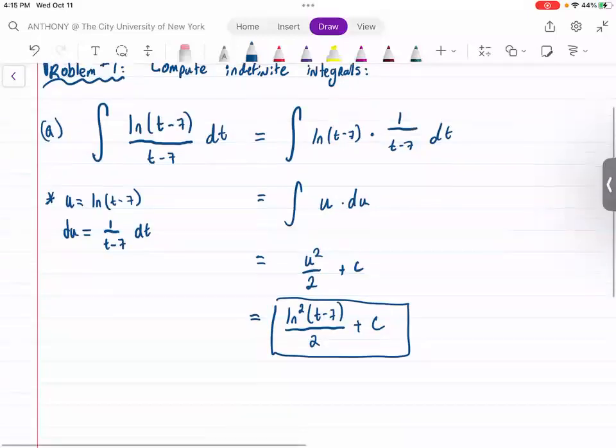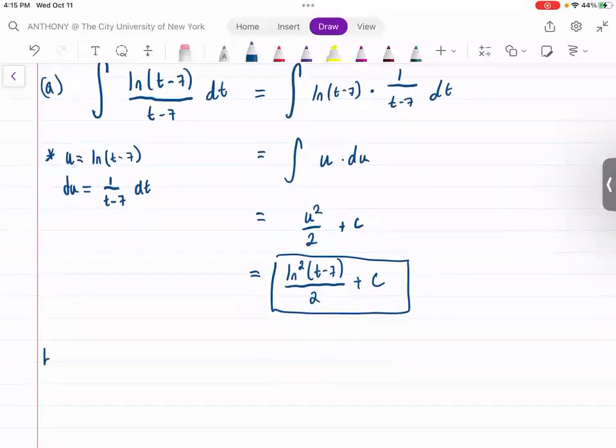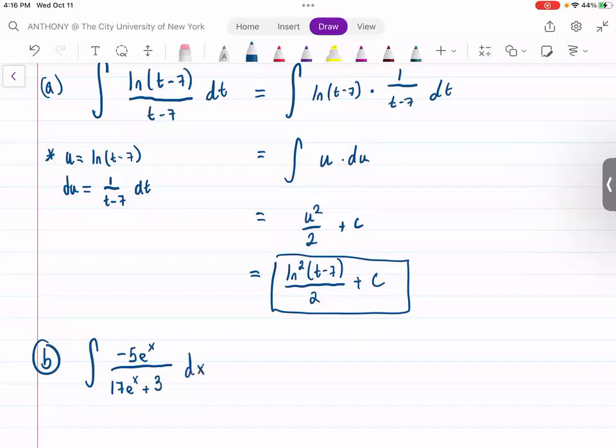Let's look at part B now. Let's say in part B, we have the integral of negative 5 e to the x over 17 e to the x plus 3 dx. In this integral, you can also solve this by making a u substitution. Before I make a u substitution, however, let's just do a quick rewrite.